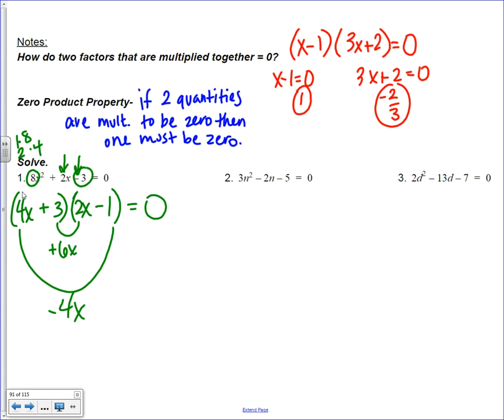Now I'm going to set my factors equal to 0 and solve. Your first factor will give you -3/4. Your second factor will give you a half. All right, let's try that again in number 2.